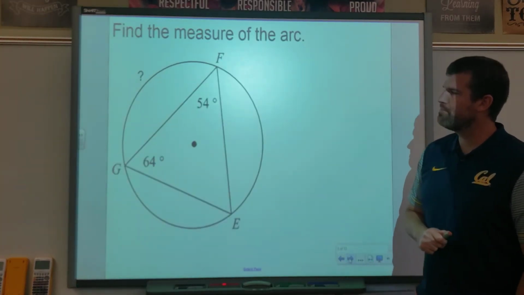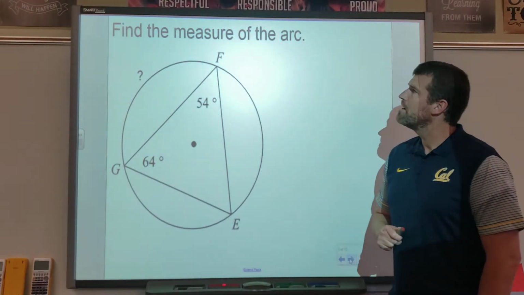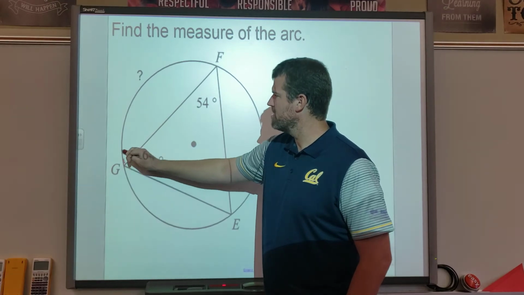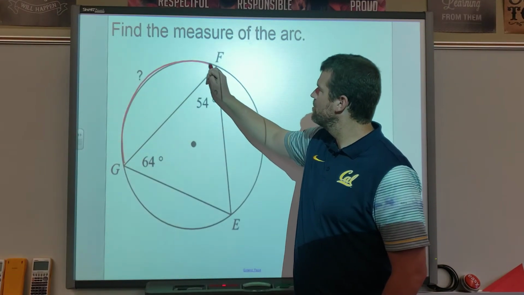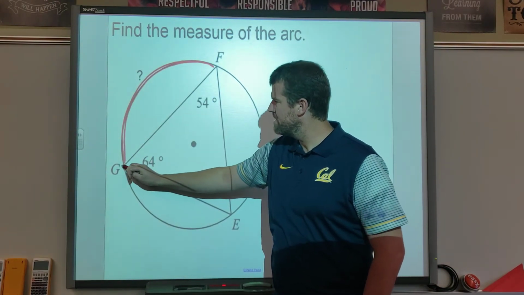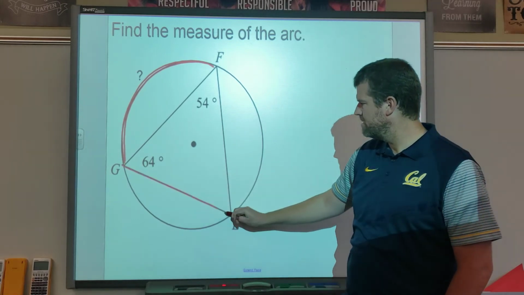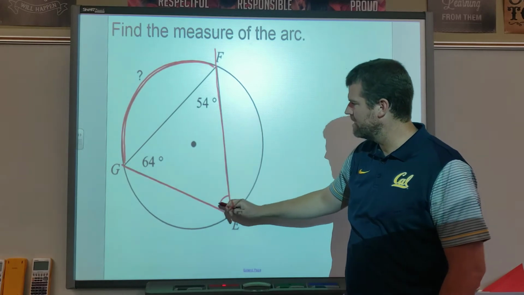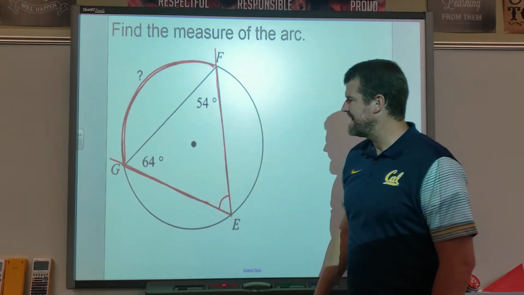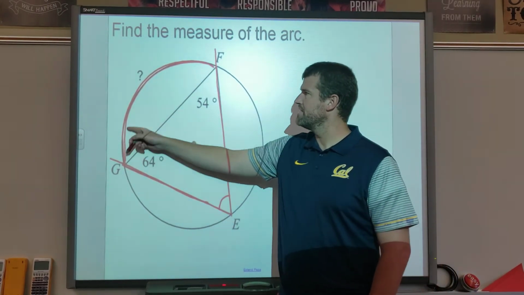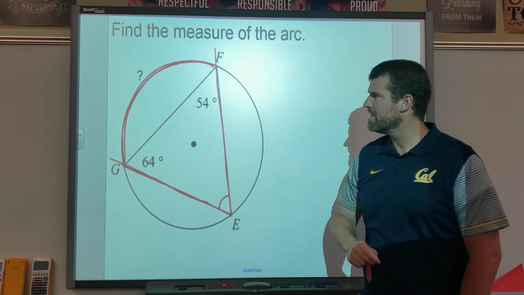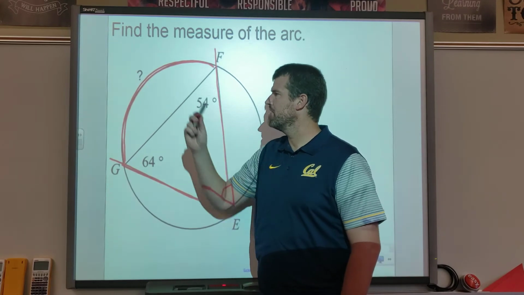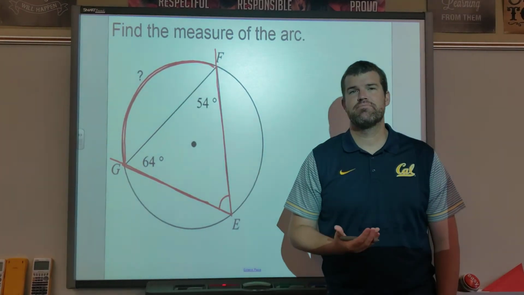Okay, one more example based off of what we did yesterday. Find the measure of the arc. So I'm trying to find the measure of this arc here, which if I take this side and extend it, and I take this side, I know that this angle here is an inscribed angle of that arc. Okay, and again, I know that the inscribed angle will be half of the arc. But right now I don't know either of them.